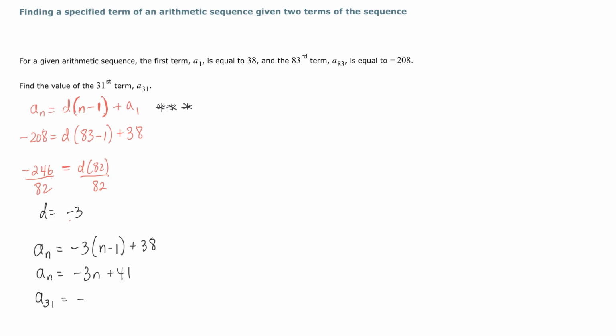It's equal to negative 3 times 31. That's negative 93 plus 41. So 93 subtract 41, let's see, 52. So a sub 31 is equal to negative 52. There's the final answer, but be able to show all your work.